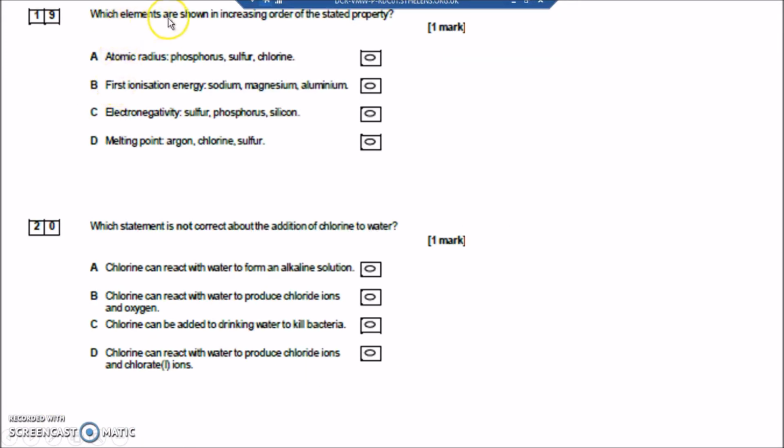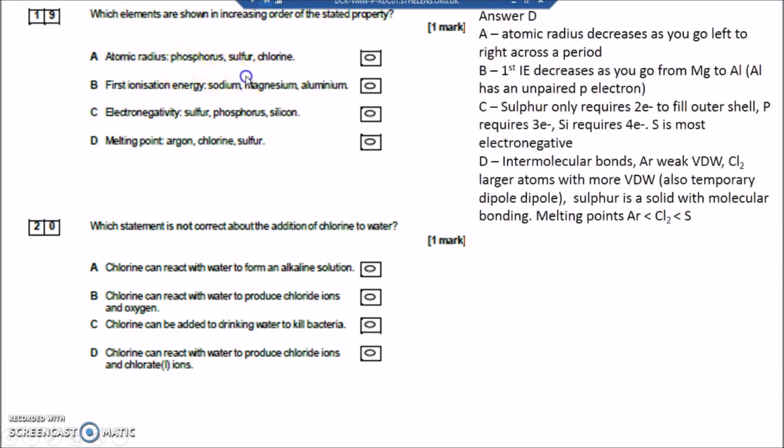Question 19. Which elements are shown in increasing order of the stated property? So first of all, atomic radius, so phosphorus to sulfur to chlorine. As you go across a period from left to right, the atoms get smaller. That's because they get increasing numbers of protons and increasing nuclear charge, so more attraction for the electrons that they have. They've not got any extra electron shells, so no extra shielding. So A is incorrect. They're getting smaller.